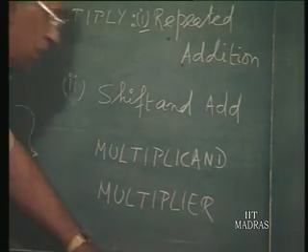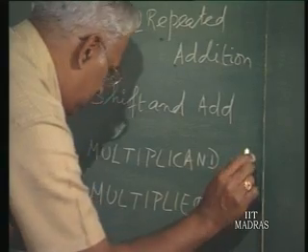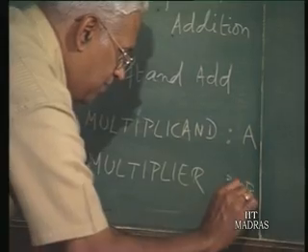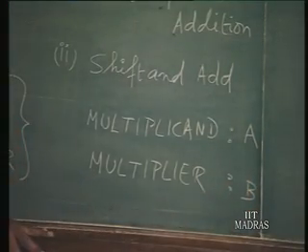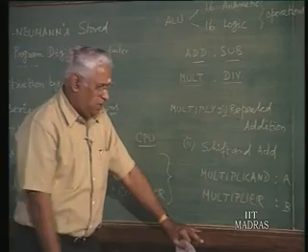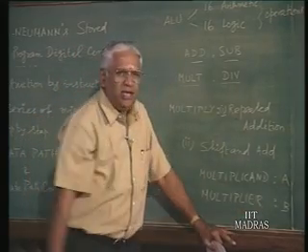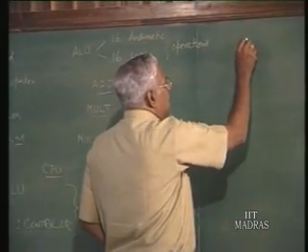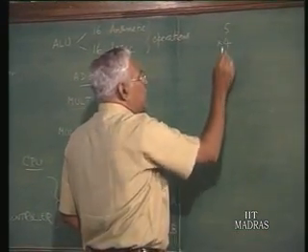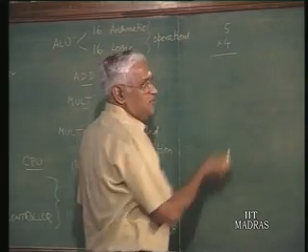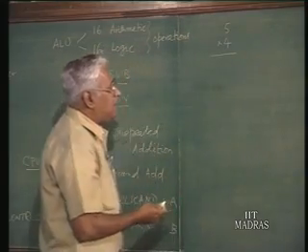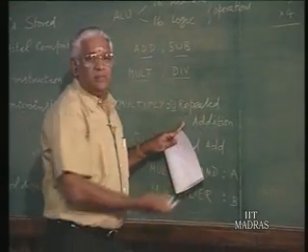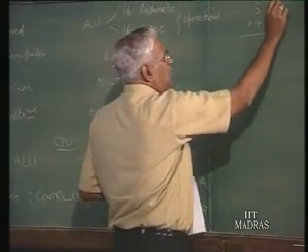Okay. Now, let us call multiplicand as A and multiplier as say B. Then the repeated addition would mean add A, B times. For instance, if you have something like 5 into 4, to get this particular result, the product, repeated addition would basically say add 5, 4 times.